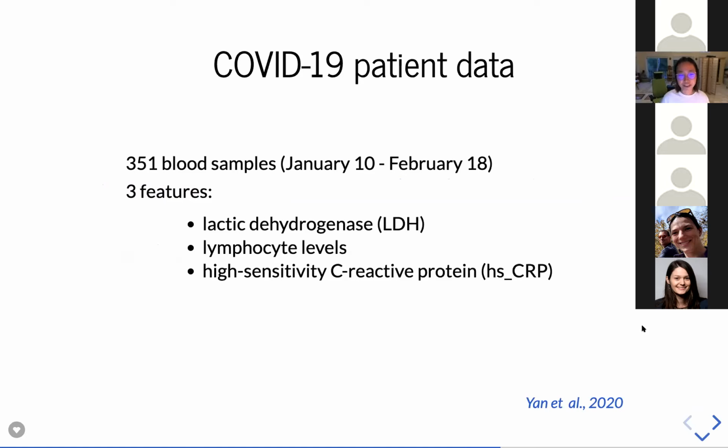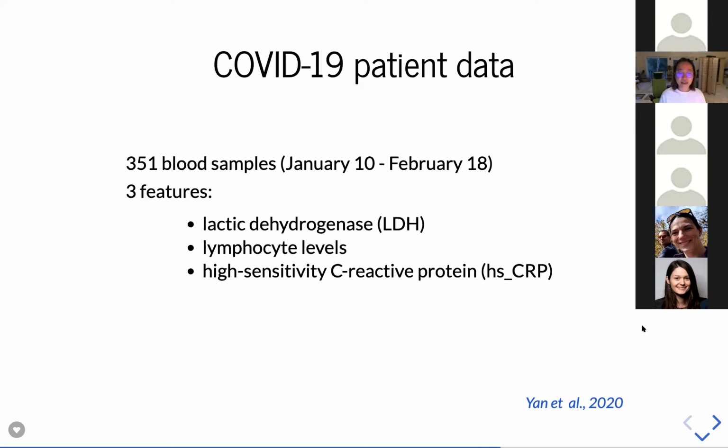Okay, so I gave this presentation at Our Medicine a few weeks ago, and so I thought I'd throw in a COVID-19 patient data set. This is 351 blood samples of patients who were admitted to the Tangxi Hospital in Wuhan, China, and the original paper was, I think, published in Nature Medicine, no, I'm sorry, I think it's Nature Biotechnology.